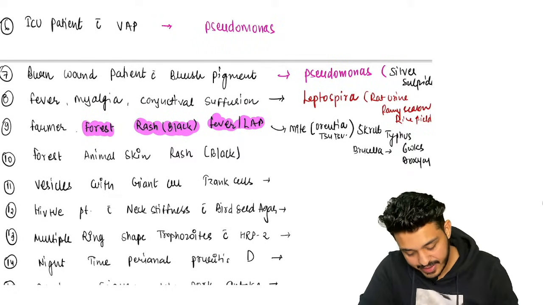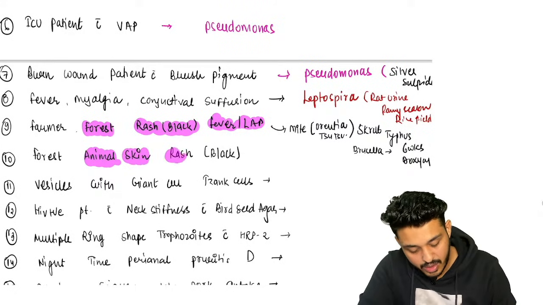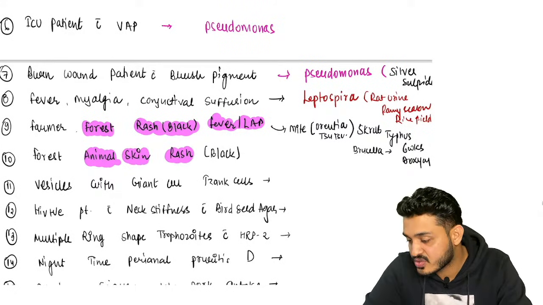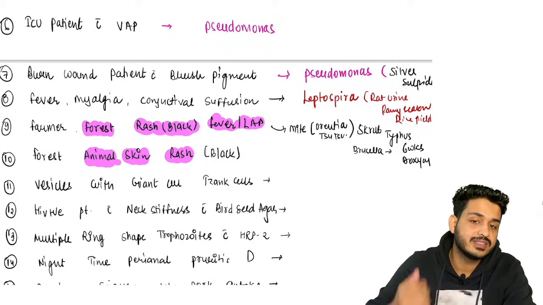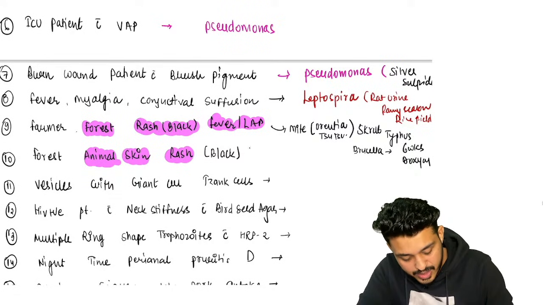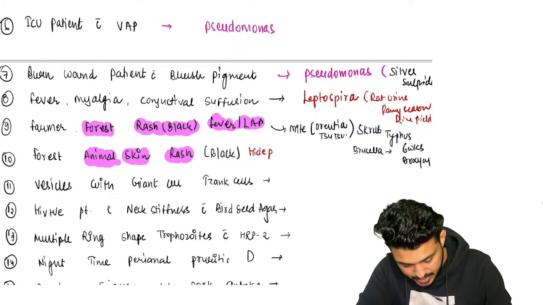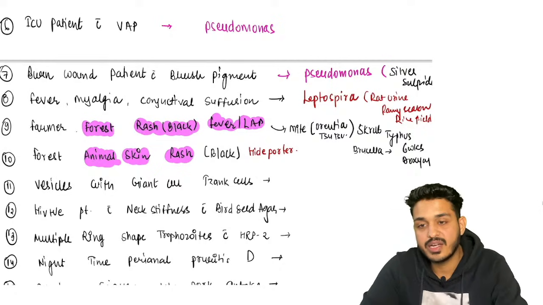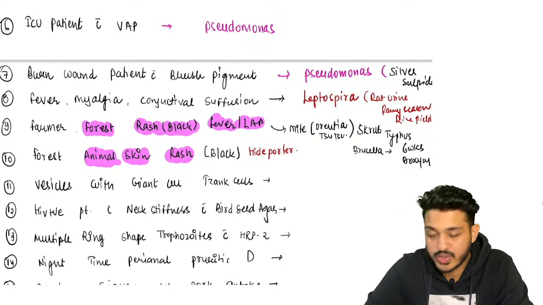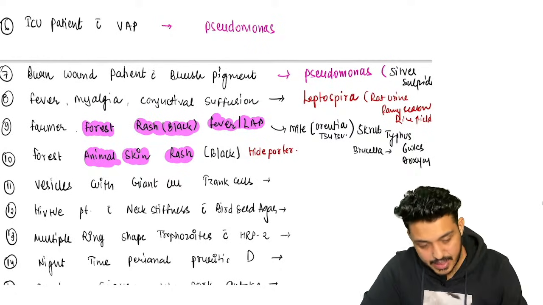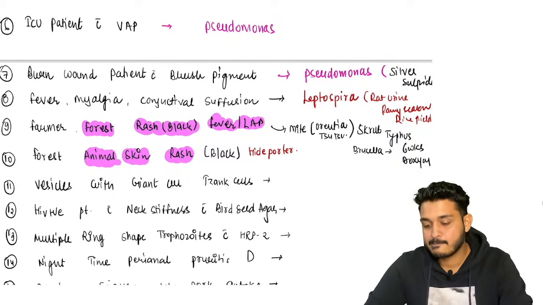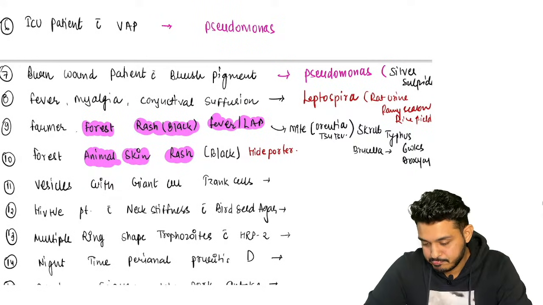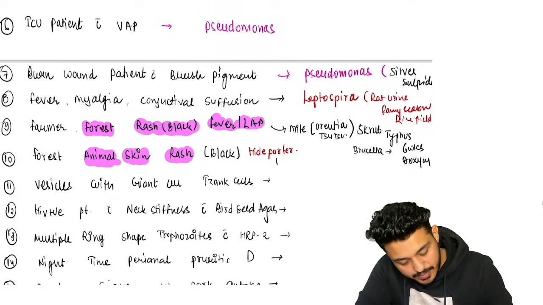Another question we are having, this is from the exam only: a person goes into the forest, has a skin rash, and that rash is also black. He is transporting animal skin. They are known as what? Hide porters. They are transporting the hides, right? Now it's very simple. What is going to be your answer? Hide porter's disease.